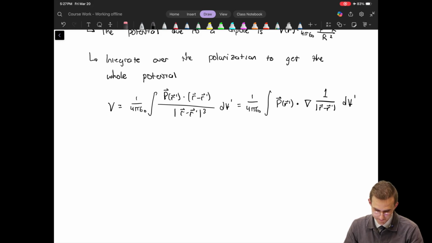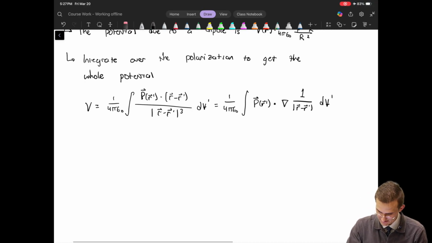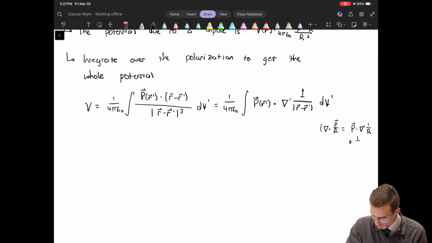Okay, and so now we're going to exploit a product rule. We have this fact, for example, that if we took the divergence of P over R, which is the gradient with respect to the prime coordinates of 1 over R, that's going to be equal to P dot the gradient of 1 over R, which is that thing that we see here, plus 1 over R times the divergence of P.